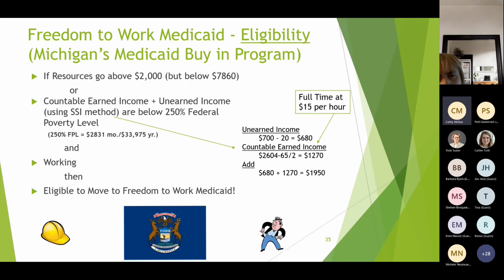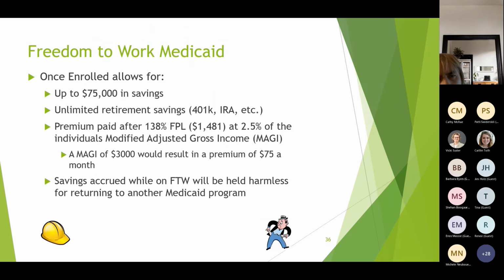I'm not going to go into all the stuff about freedom to work eligibility. Let me just suffice it to say that this is a wonderful program for people who have a disability and are working. You don't have to be working a specific amount. You can be working 1 hour a week and you're working. But it allows you to put aside more money in savings. You can have up to $75,000 in savings. Let's go ahead and move to the next slide. You can have up to $75,000 in savings, an unlimited retirement account, so a 401k or an IRA.